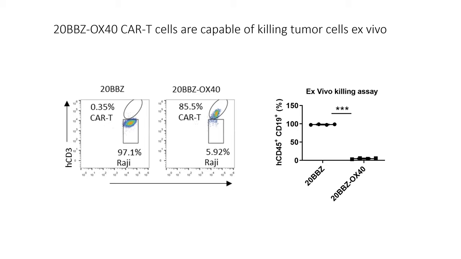And we also test whether, after the chronic tumor burden in vivo, these cells are still functional. We performed an ex vivo experiment. We get the CAR T cells from the bone marrow and co-culture with the lymphoma tumor cells. And in this ex vivo killing assay, we show that these 20 BBG-OX40 CAR T cells, even after the long-term tumor burden in vivo, can still kill more tumor cells than 20 BBG CAR T cells.